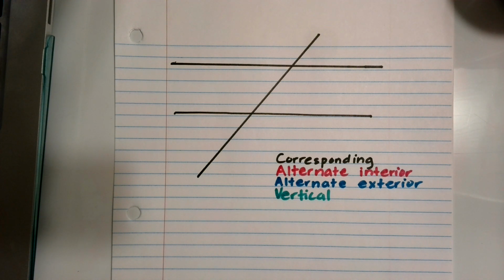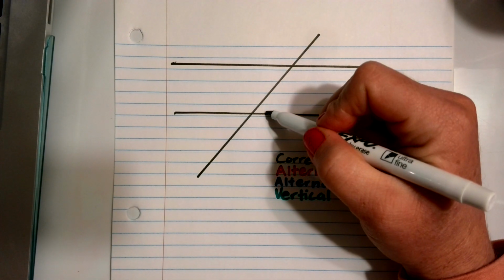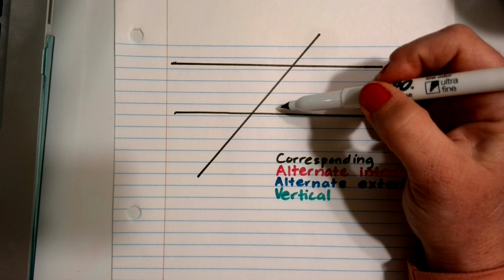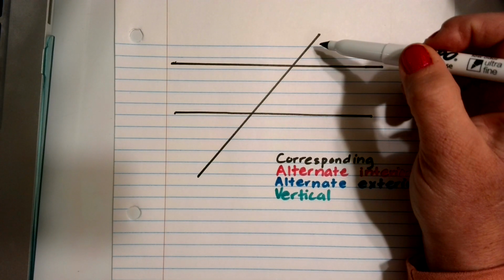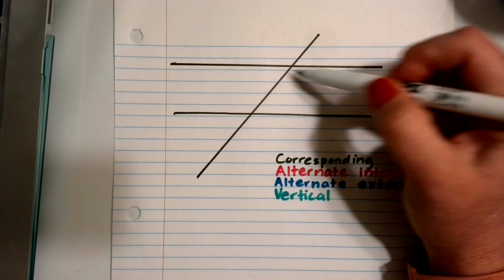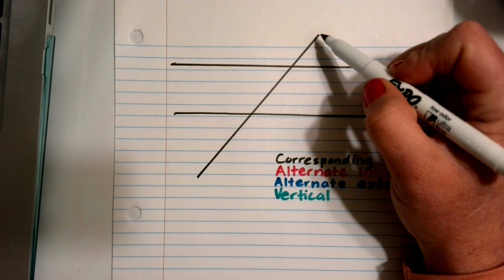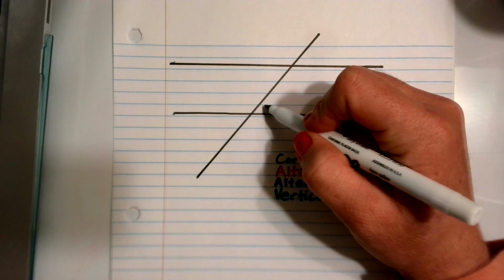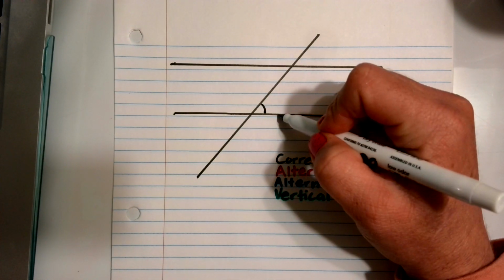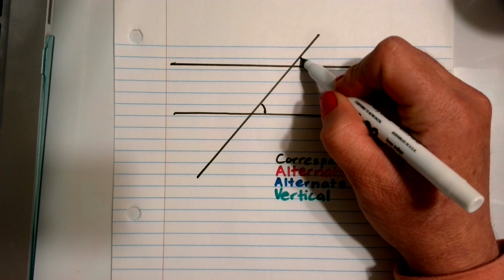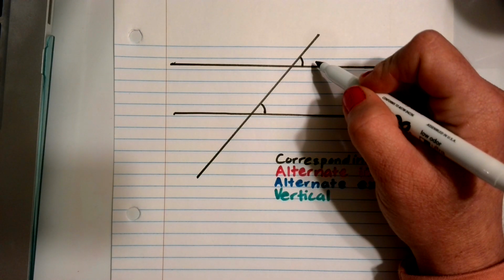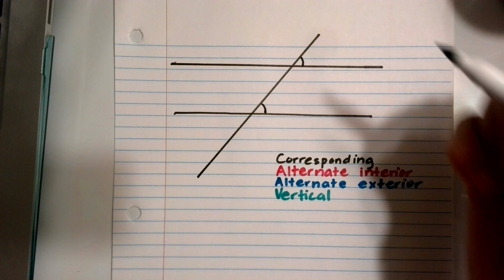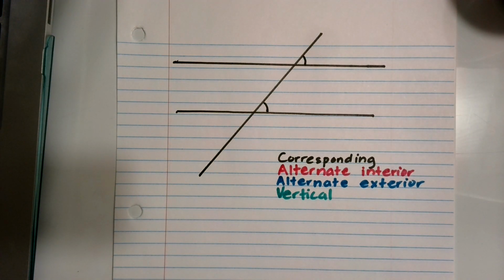So real quick, corresponding angles are in the same relation to the parallel lines and on the same side of the transversal. Okay, so these are our parallel lines. This is our transversal that cuts across. So a corresponding angle would be, let's say, above the parallel line and to the right of the transversal. So these two angles would be corresponding angles, and they are congruent, the same angle measure.